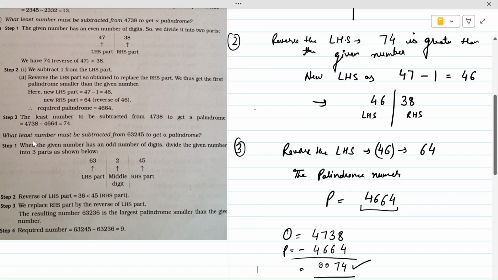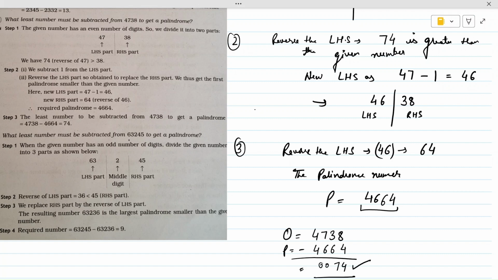What is given here is, what least number must be subtracted from 63245 to get a palindrome? Okay, so what is the first step? We have to count the number of digits given to us in the number. So kids, here we have 5 digits. That means this is an odd number.